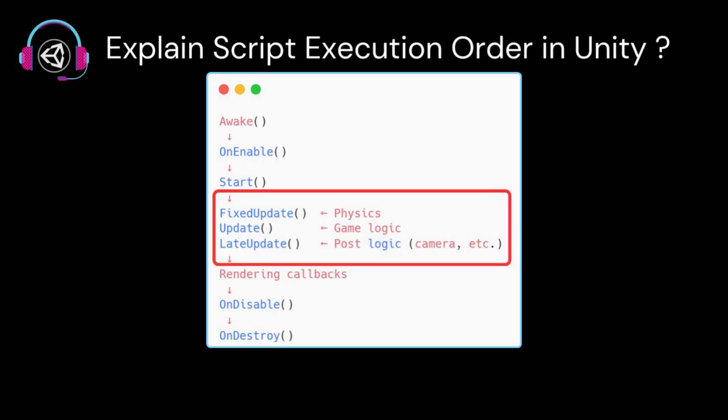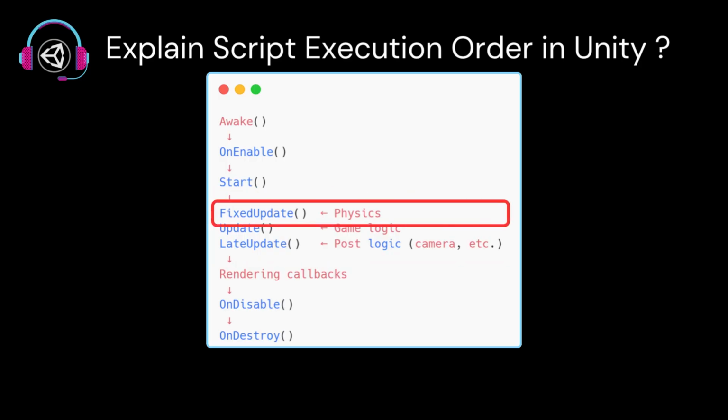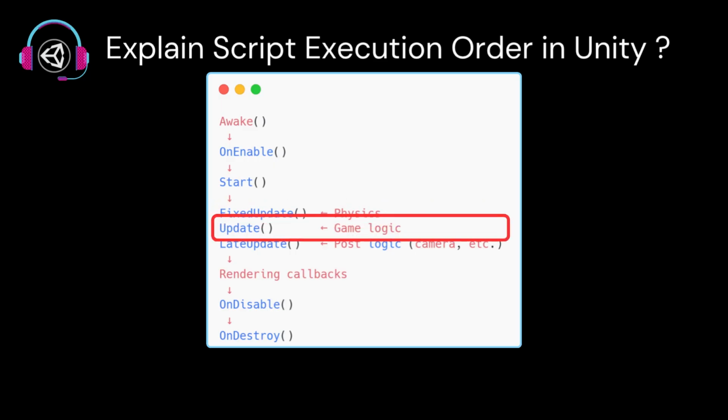Think of it as the heartbeat of your game. First comes FixedUpdate. It runs at a fixed time interval. This is where you handle physics and consistent time-based actions. Update is called once per frame. Update is the primary function for general game logic, input handling, and non-physics related updates.